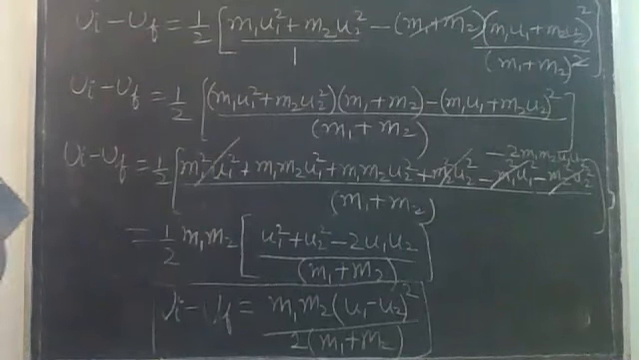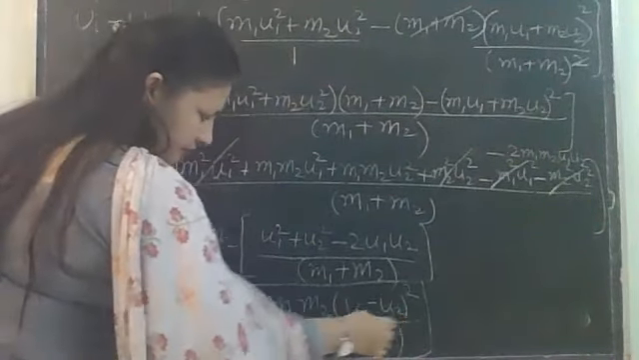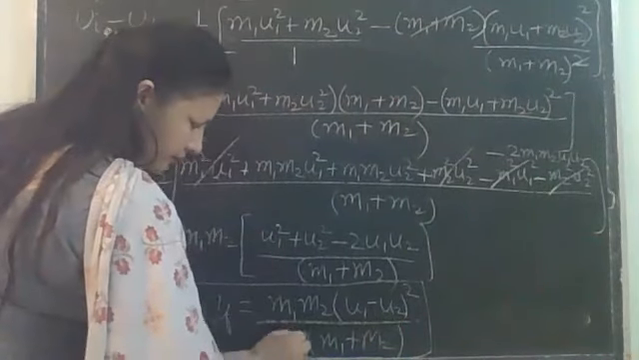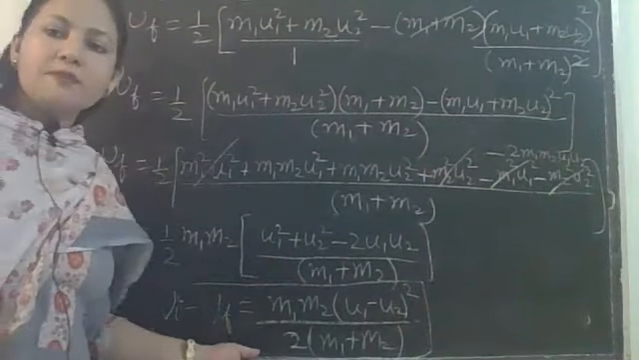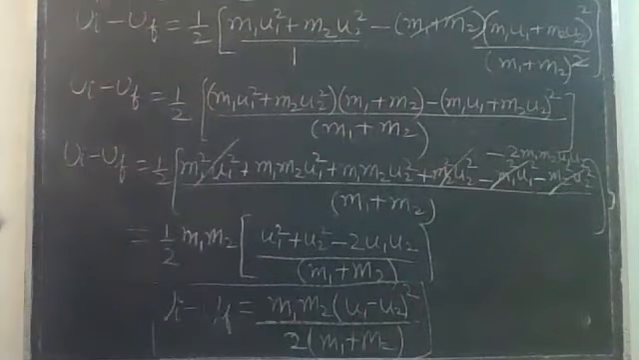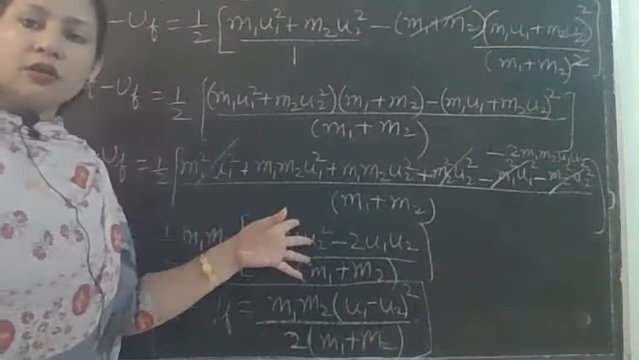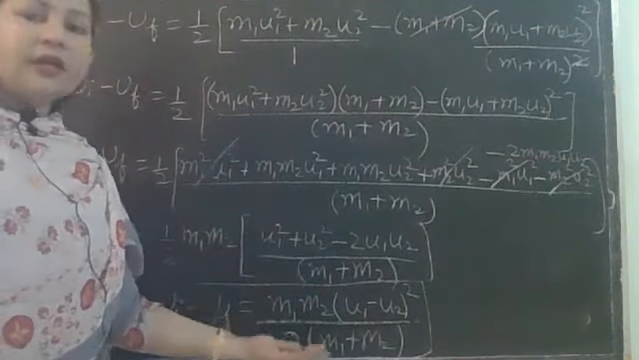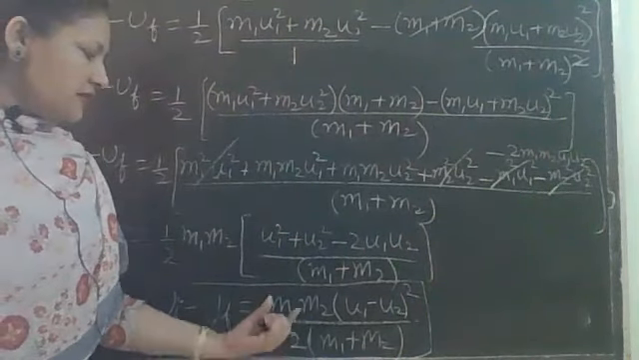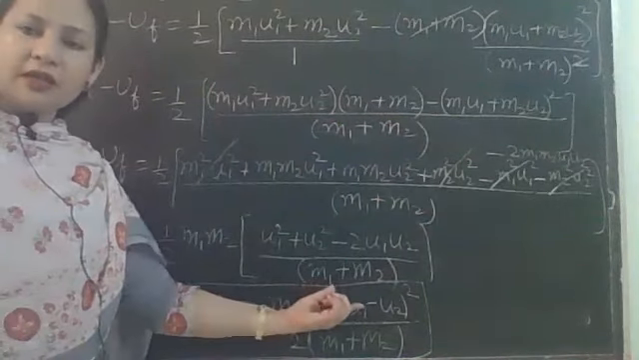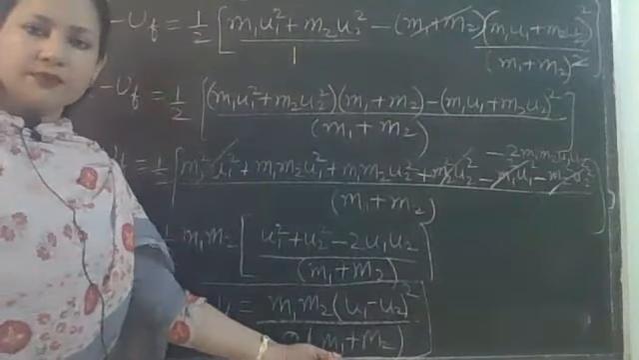Loss in kinetic energy, and by what factor? The loss is there. Okay, by what factor is kinetic energy being lost? This is the expression. So directly in the numerical problems, you need not solve the whole thing once again. You can directly use this formula also if you learn. Okay, so it's very simple. m1 m2 (u1 minus u2) whole square over 2(m1 plus m2).